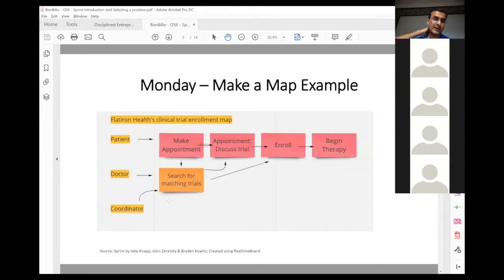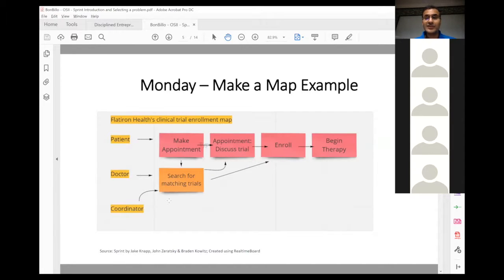So here, Flatiron was trying to come up with a way to increase clinical trial enrollment, right? And so they started with understanding the problem and came to learn, obviously, there's three key stakeholders. There's a patient, there's a doctor, and then there's a coordinator, right? And the regular process is that the patient makes an appointment. The doctor, along with the coordinator, searches for matching trial opportunities, and then the doctor discusses with the patient. And if there's a match, the patient enrolls, and then thereafter starts therapy, right?